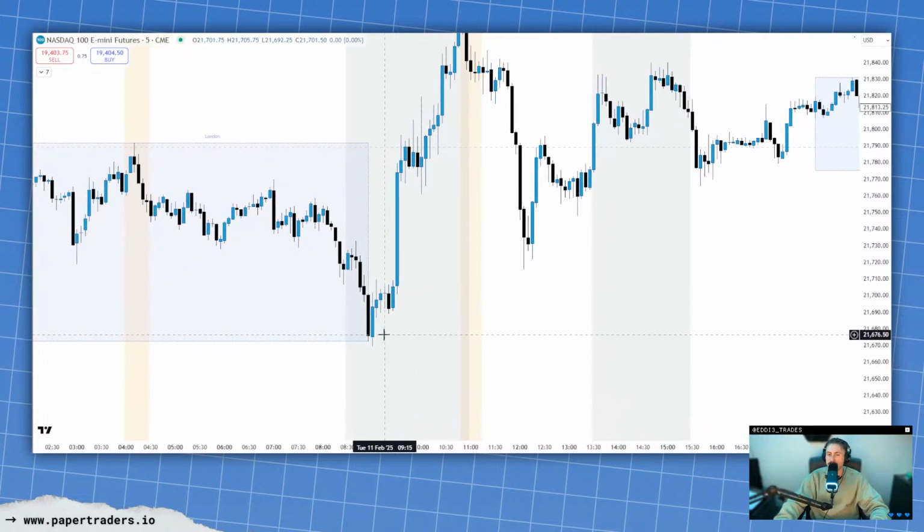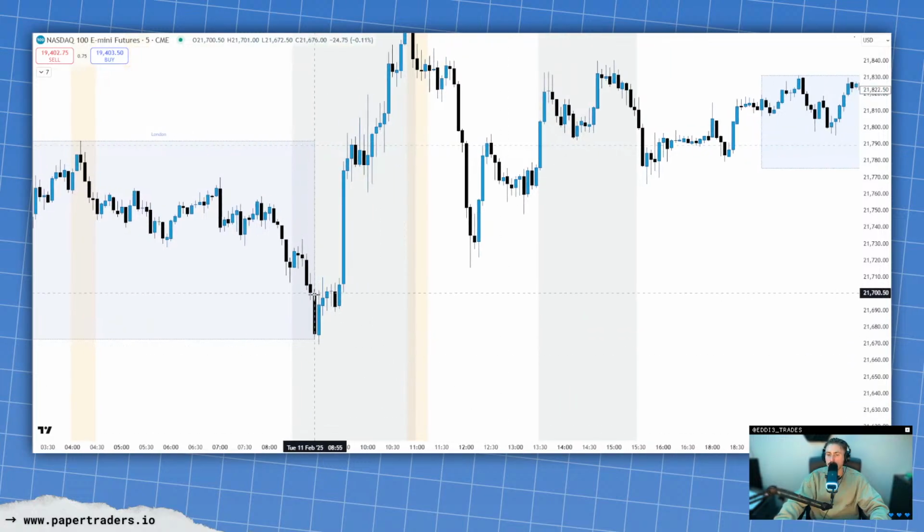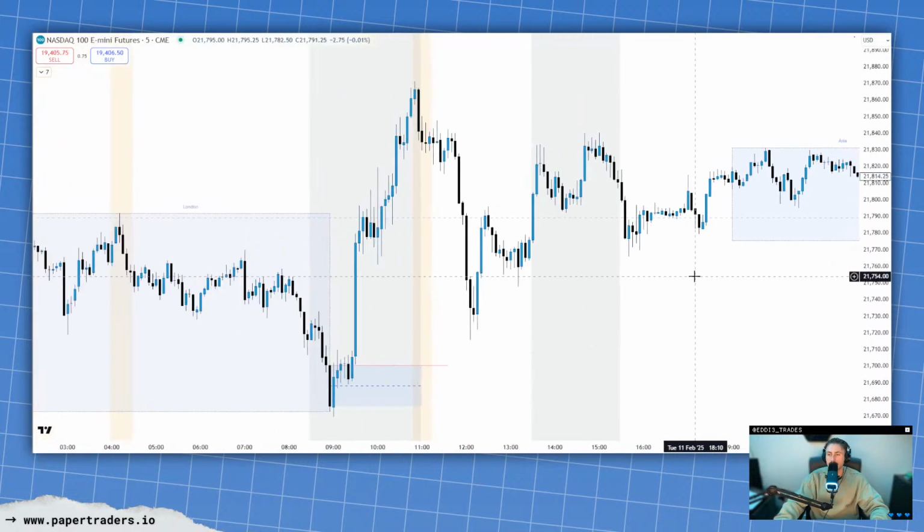Right here is pretty decent, right? We sweep the low. We have targets up above. There's our opening price right here, right? We're trading through it. Price comes back to it, and then we go, right? Phenomenal.